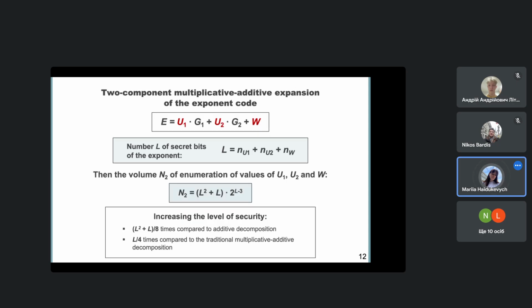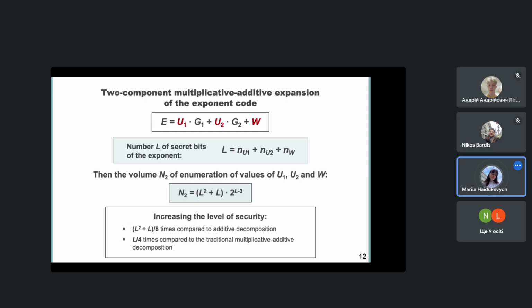As a first step, a two-component multiplicative additive decomposition of the exponent code was investigated, which is shown on slide 12. The components of the exponent code processed on the microcontroller are marked in red. Their total length is equal to L. Below, it is proved that the volume of search N2, and therefore the level of security, is determined by the formula presented on this slide.